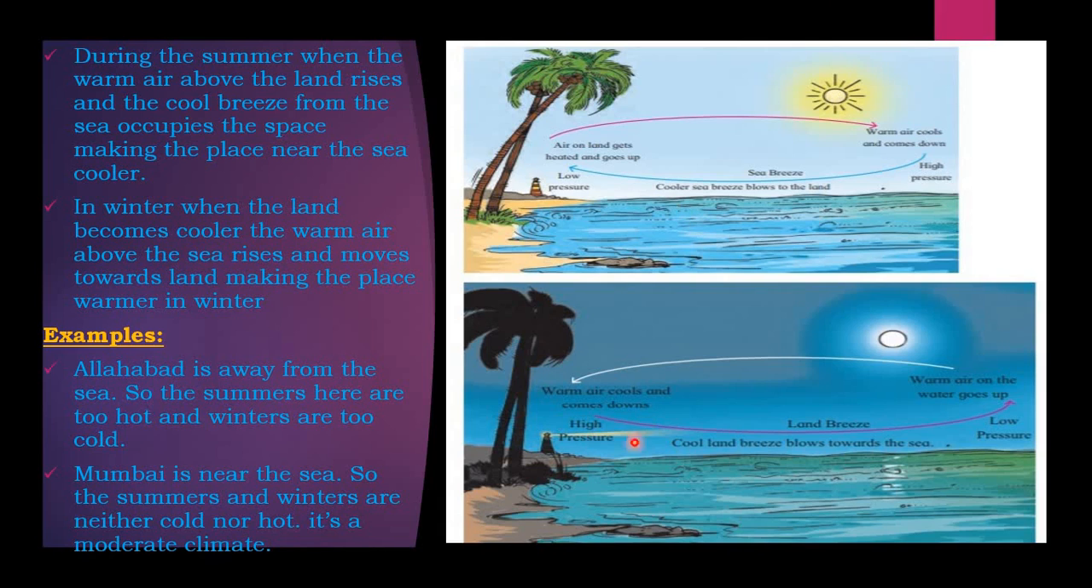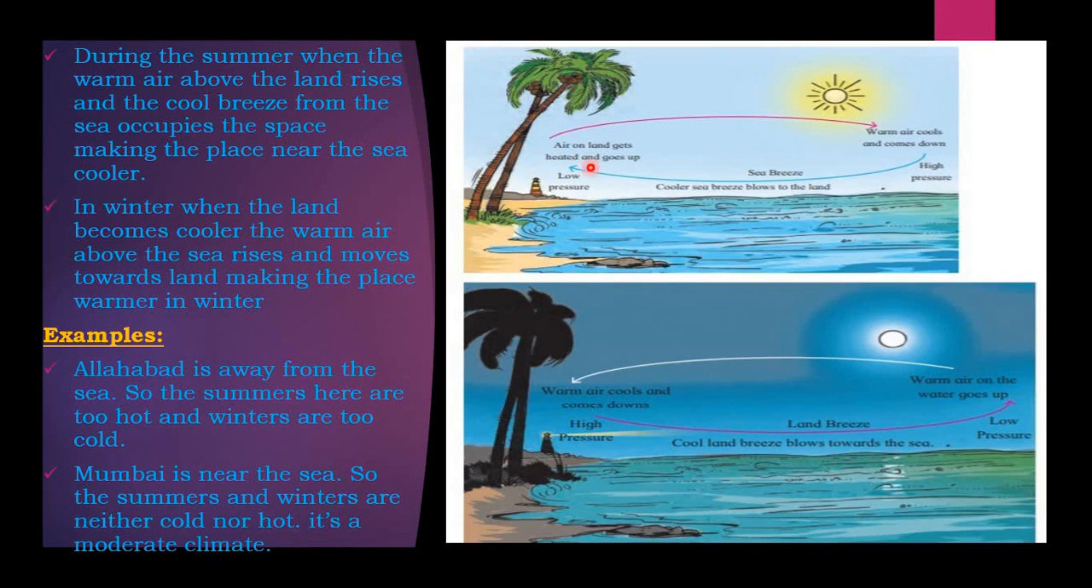And in the second picture you can see, in winter when the land becomes cooler, the warm air above the sea rises and moves towards the land, making the place warmer in winter.